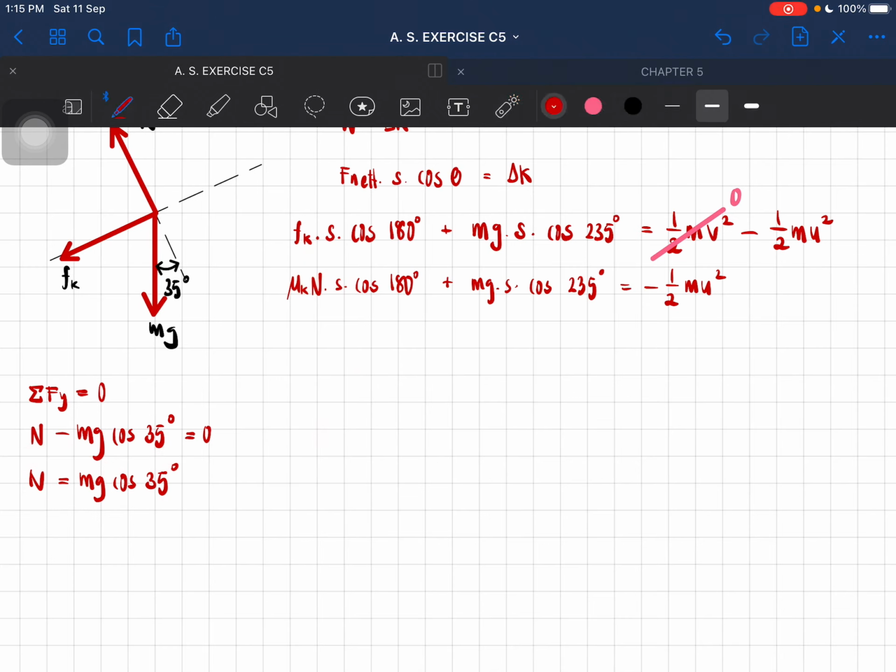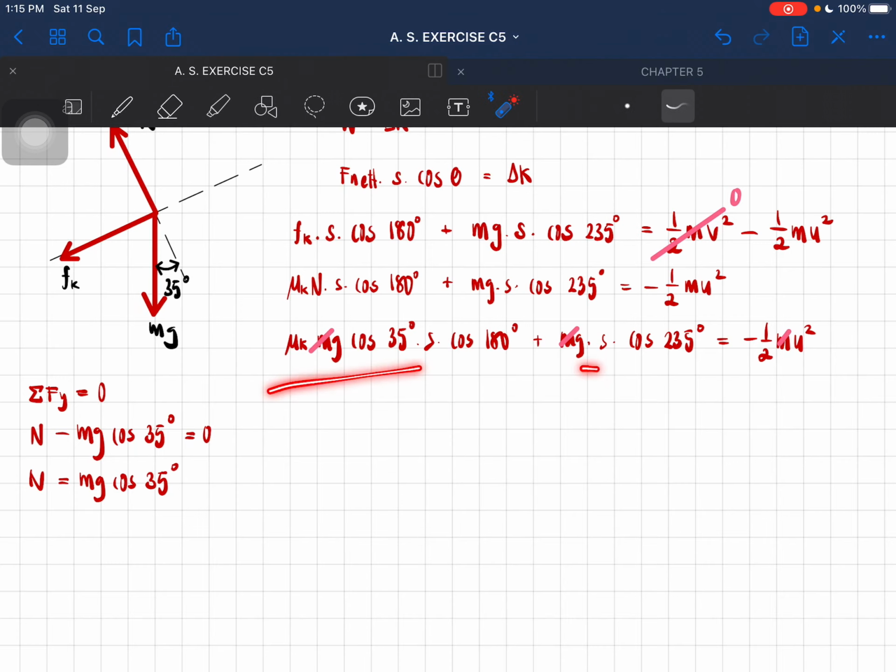Okay, so you'll then get mu k mg cos 35 degree s cos 180 degree plus mgs cos 235 degree equal to negative half mu square. Okay, so if we see, we can actually cancel out the value of m because each of these has the value of m, so just cancel.